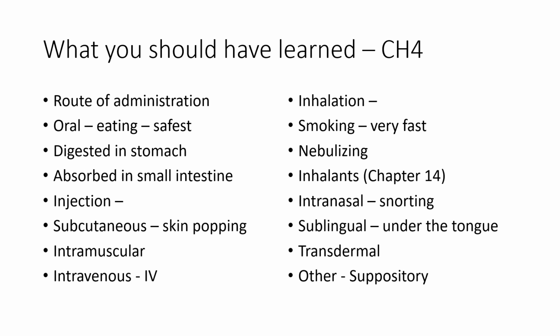Here are some of the things that a student in my class would have learned from this chapter and from the lectures. Route of administration. Oral, called eating, is the safest because the drug is digested in the stomach, absorbed in the small intestine. Injection comes in 3 types: subcutaneous, called among addicts skin popping, intramuscular, and intravenous or IV drug use. We talked about inhalation, which is commonly smoking very fast, but which could also be vaping or nebulizing. We'll talk more about inhalants later in video number 14.